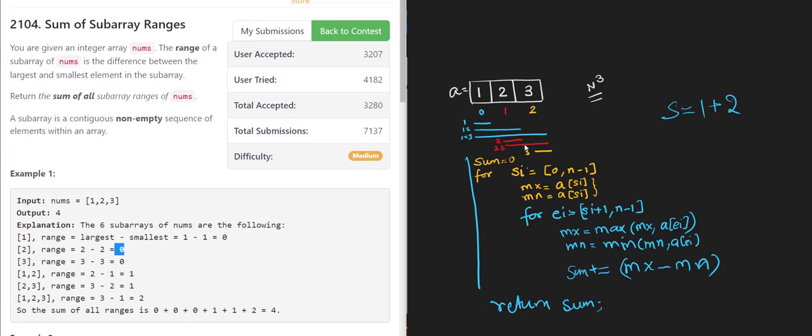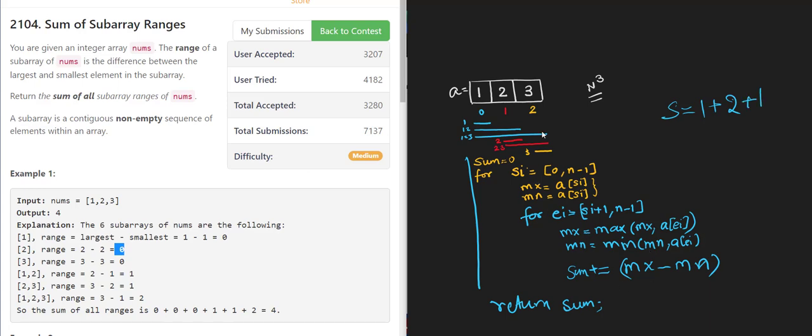Now all the subarrays starting at index 0 are done. Then we go up again. This time we start with the subarray starting at index 1. So SI becomes 1. We start with max and min as A of 1, A of 1. And now our EI starts from 2. So here out of 2 and 3 we'll update maximum as 3, minimum will become 2. So 3 minus 2 will become 1, and we are adding one more here.